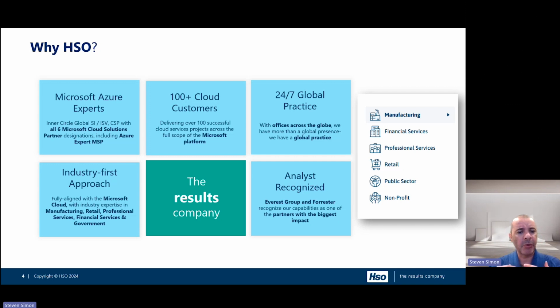Just to tell you a little bit more about it, when I say we're 100% with Microsoft, we're totally aligned with all the Microsoft portfolio. We deploy anything that Microsoft actually has in its portfolio, particularly on the cloud side, which is the most explosive growth inside of HSO, about 40 to 50%, depending on which division you're looking at.